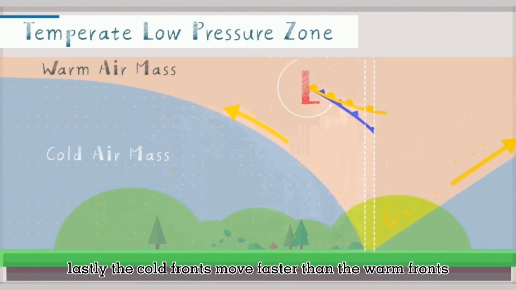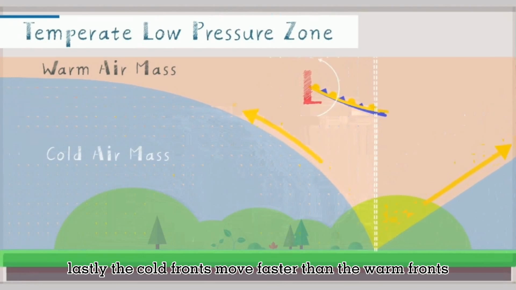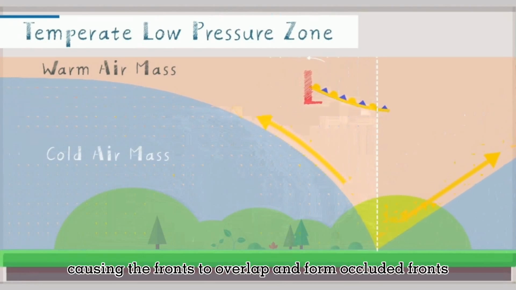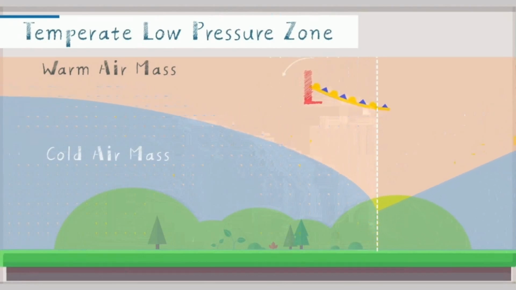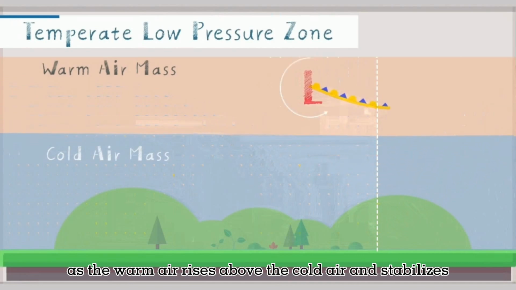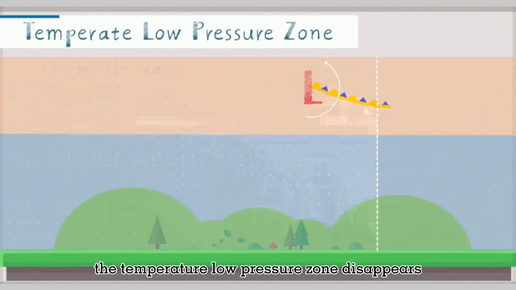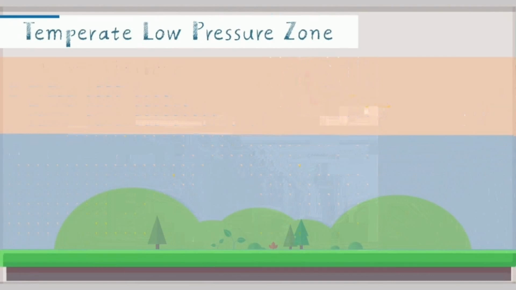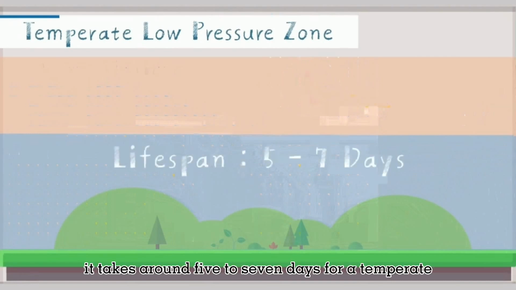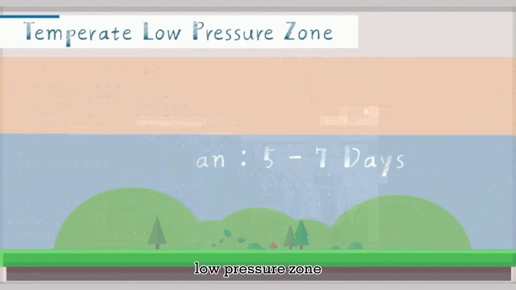Lastly, the cold fronts move faster than the warm fronts, causing the fronts to overlap and form occluded fronts. As the warm air rises above the cold air and stabilizes, the temperate low pressure zone disappears. It takes around 5 to 7 days for a temperate low pressure zone to pass.